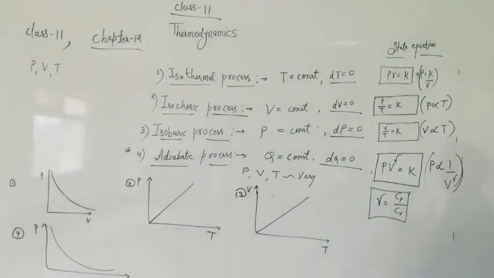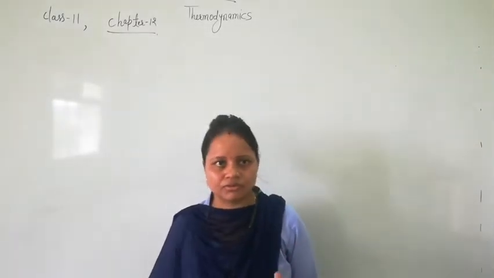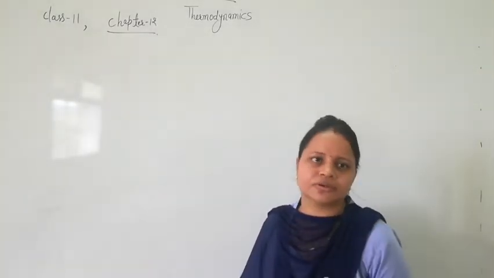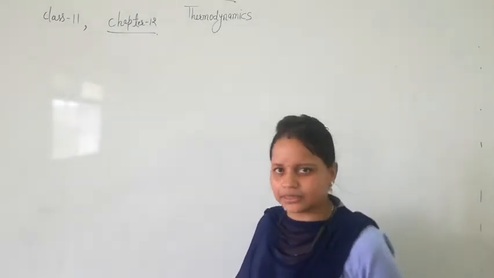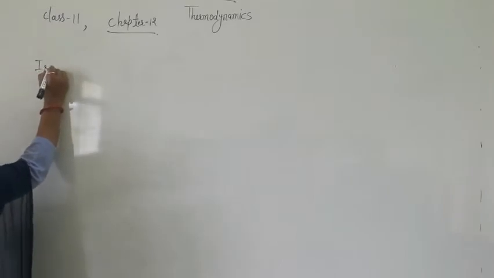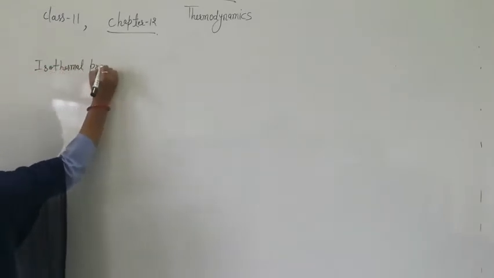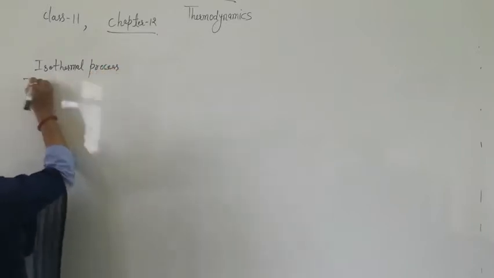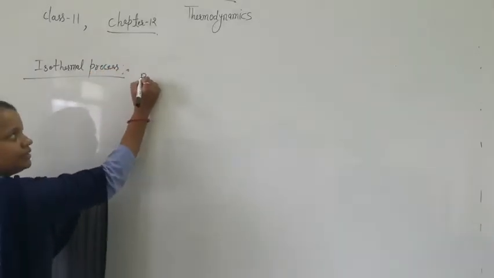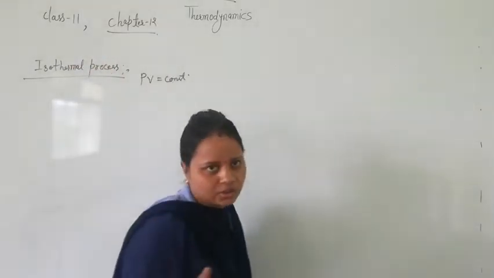Okay, thank you. Our next topic is the comparison of slope between two processes, the isothermal process and the adiabatic process. What is the state equation of the isothermal process? PV equals constant is the state equation of the isothermal process.